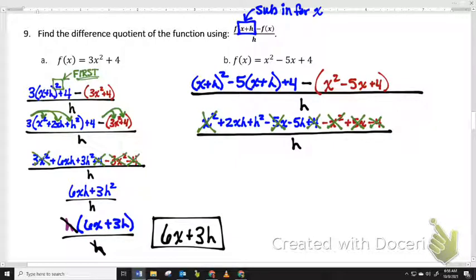So I still have 2xh, I have h squared, and I have minus 5h. What do you notice about all three of those terms? They all have h in them. So I would have h times 2x plus h minus 5, over h.